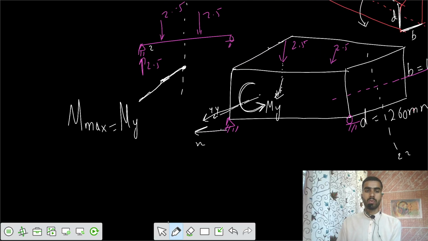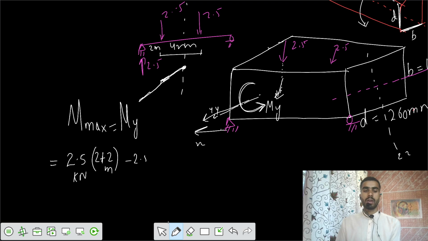So this was your 2 meter, this was your 4 meter, this was 4 meter. That means the maximum moment would be equal to 2.5 kilonewton into 2 meter into 2 plus 2 meter. Then after that minus 2.5 into 2 meter. So finally you got a value of 5 kilonewton meter.